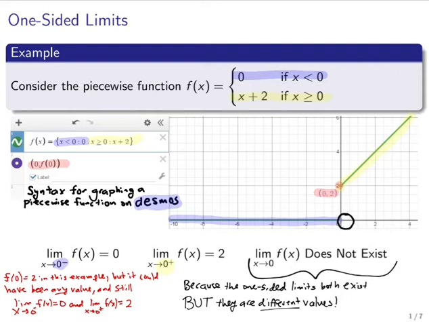If I had made f of 0 equal to 1, for example, and I made this a solid point and that one a hole, well, that wouldn't affect the limit as I approach 0 from the left or from the right, and it wouldn't affect the fact that they're different. They would still be 0 and 2, and so that two-sided limit would still not exist.